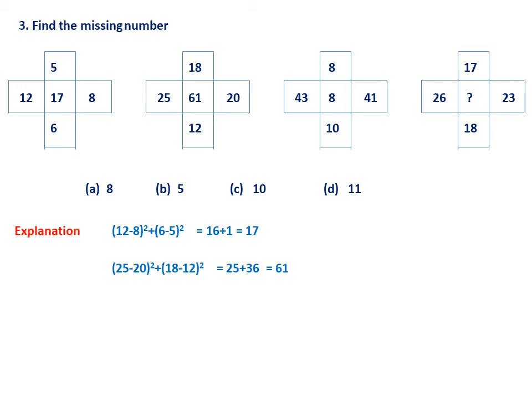Similarly, you can see the second one, 25 minus 20 squared, then 18 minus 12 squared. So one is 25, another one is 36. Therefore, it is 61. Similarly, the third one, 43 minus 41. Once you understand that one, actually the third one is just to confirm whether that relation is true or not. So it is 8. So you can check now, 26 minus 23 squared, 18 minus 17, or 17 minus 18 squared. So 9 plus 1, therefore it is 10. So option is C. Let us go to the next question.